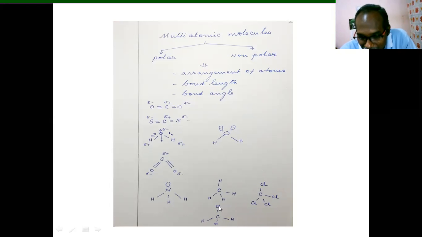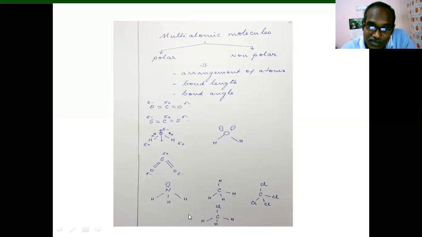But if you take methyl chloride, this one bond alone is having a dominant dipole moment. This bond has a dominance in the dipole. Therefore, methyl chloride is found to be polar, whereas carbon tetrachloride is found to be non-polar, and methane is found to be non-polar. Ammonia is found to be polar. Water is found to be polar.